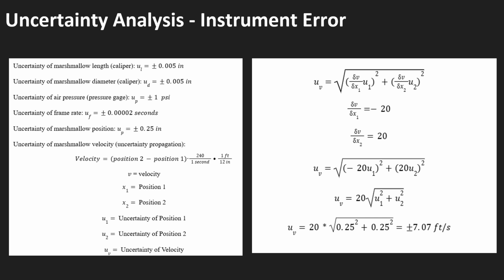We used a pressure gauge, which was about plus or minus 1 psi, and the uncertainty of the marshmallow position, which is about plus or minus 0.25 inches due to just the camera quality. And this marshmallow position actually needed to be propagated to be able to use it in our velocity equation. If you look at the screen, you can see some of the calculations there, but this ended with the ultimate uncertainty in our velocity of about plus or minus 7.07 feet per second.